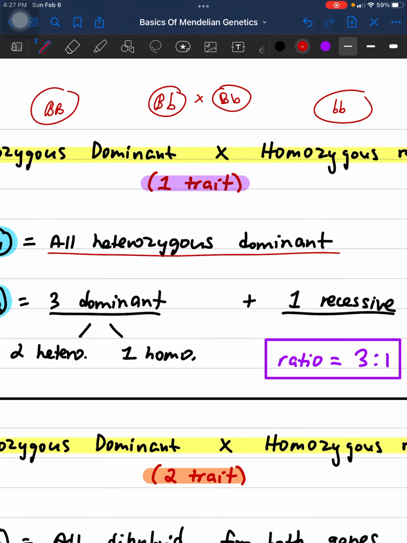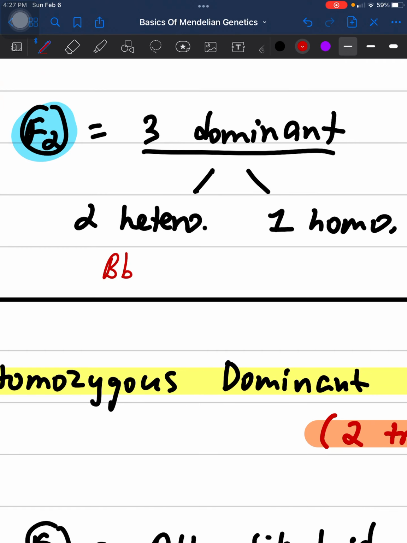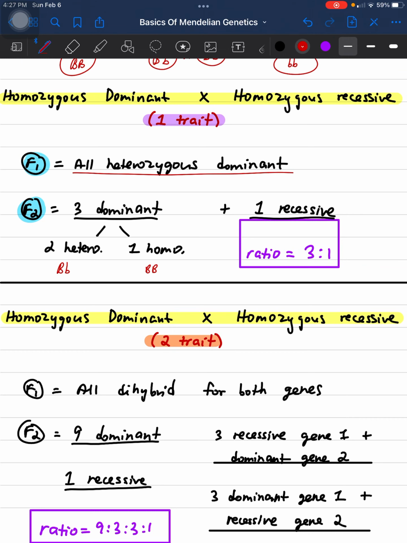another Bb, heterozygous Bb. So when we cross two heterozygotes in a monohybrid cross, we get three dominant offspring and one recessive offspring. These three dominant offspring are composed of two heterozygous offspring and one homozygous. So heterozygous is Bb, homozygous is BB. But they still code for the same dominant phenotype. So whenever you have two heterozygous parents in a monohybrid cross, that's going to be a 3-to-1 ratio.